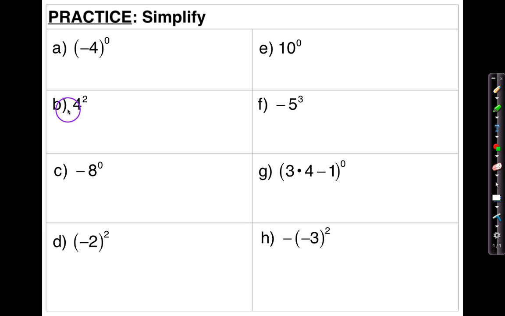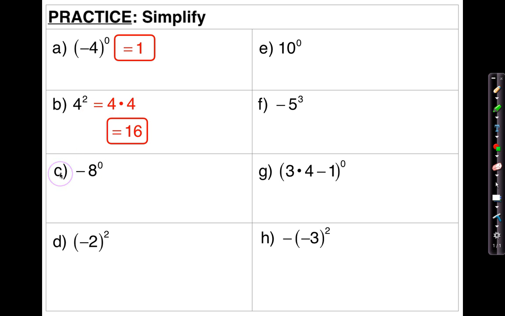Okay, so let's go ahead and practice and see our answers. For A, negative 4 raised to the 0 power. Remember, anything raised to the 0 power is 1, so this is 1. What about B? 4 squared. Well, that means 4 times 4, so that's going to be 16.